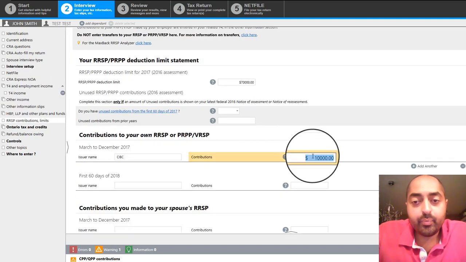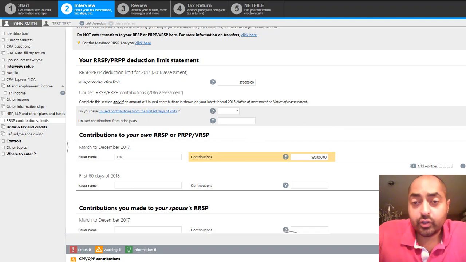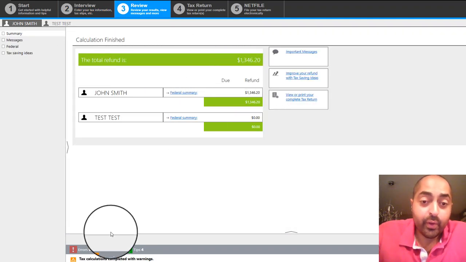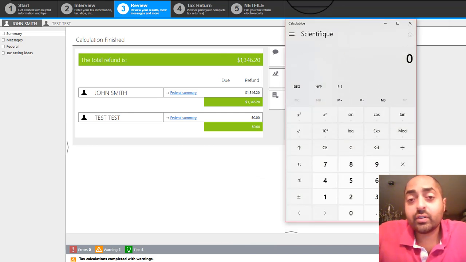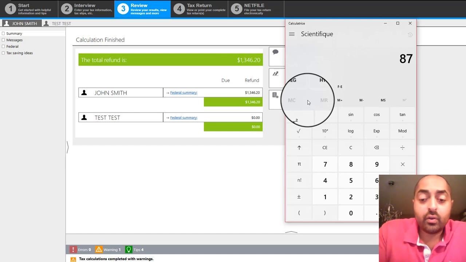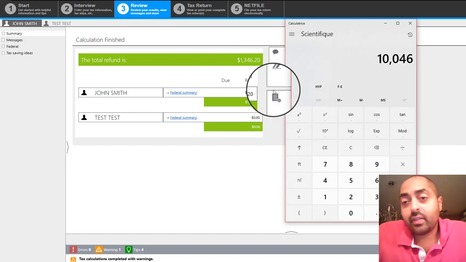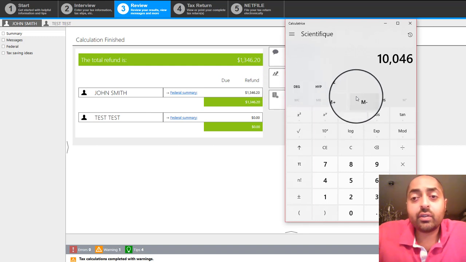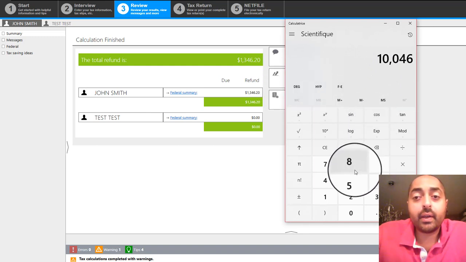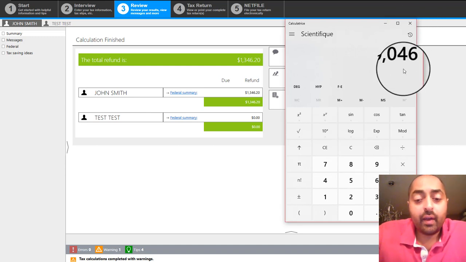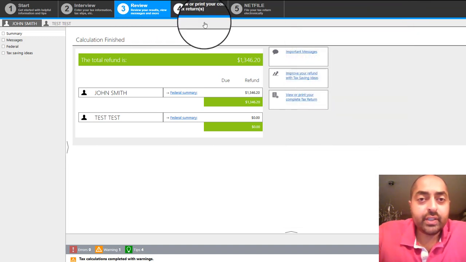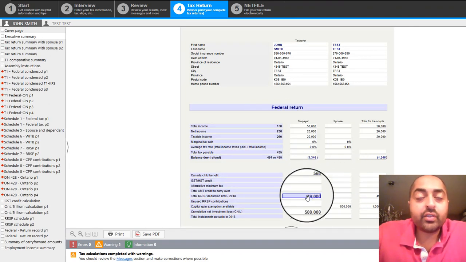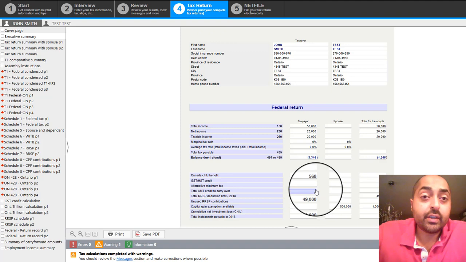Now let's see what happens if we give him a 30,000 RSP contribution. He's getting a refund. So he went from owing 8,700 to getting a refund of 1,346. So that's a difference of 10,046. So his $30,000 of RSP contribution gave him a $10,000 savings on his tax return, in addition to having a wife that has no income. So about a 33% savings. Now let's look if he's getting GST. Plus he's getting $568 in GST.